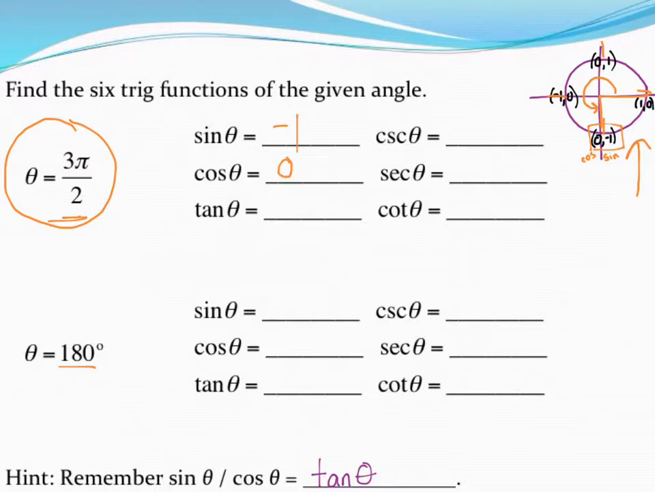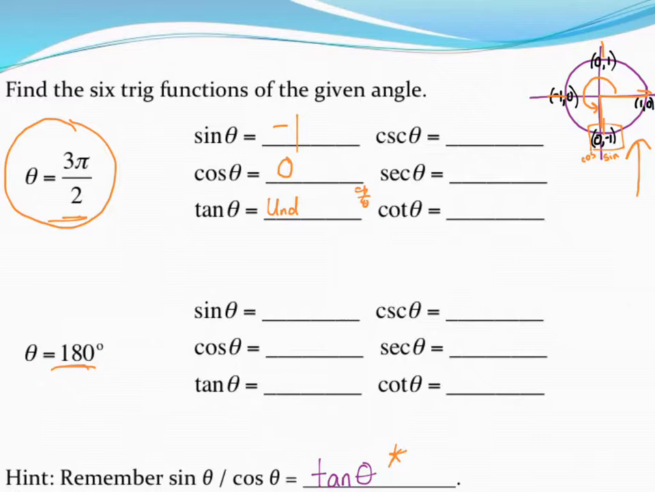And then to find the tangent, I'm going to remember this fact I have down at the bottom. To find the tangent, simply do sine divided by cosine. That's one of our identities. So if I do this, sine divided by cosine, I get -1 divided by 0. Well, we can't divide by 0, so I just say the tangent there is undefined, or I like to just do UND.